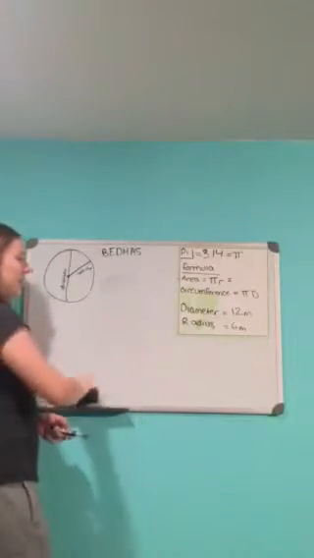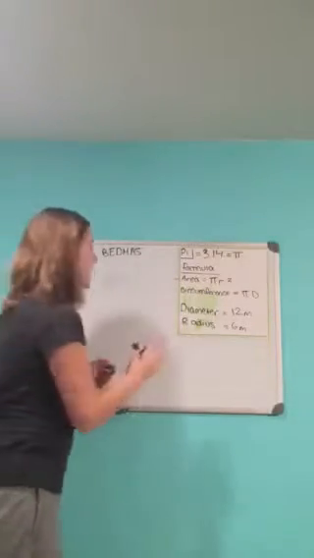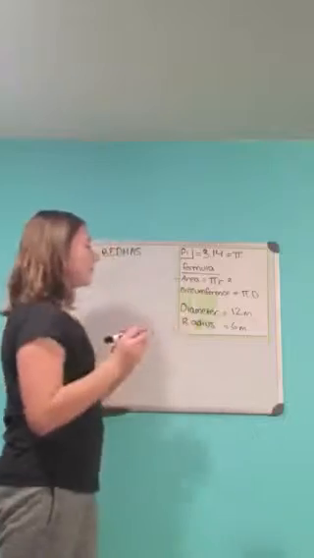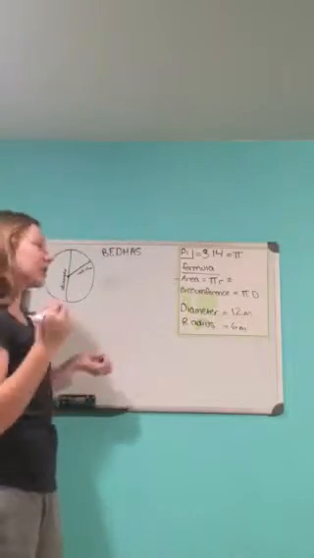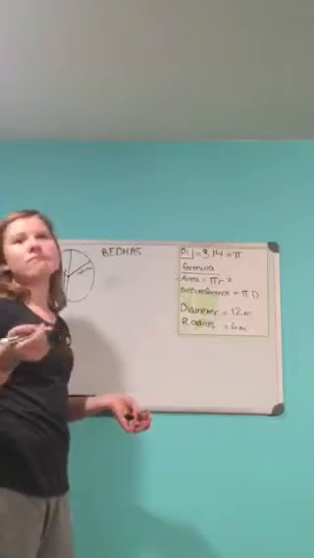Now, we figured that out. But now we need to find the circumference. So let's try that. For our circumference, we need pi times diameter, which is super easy.